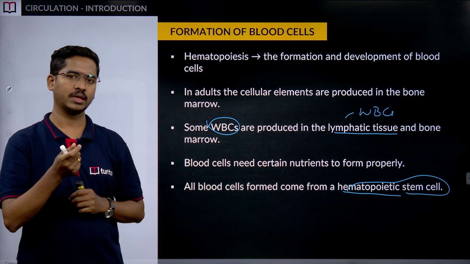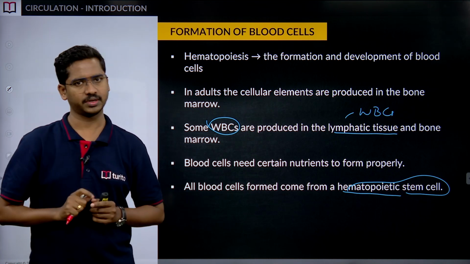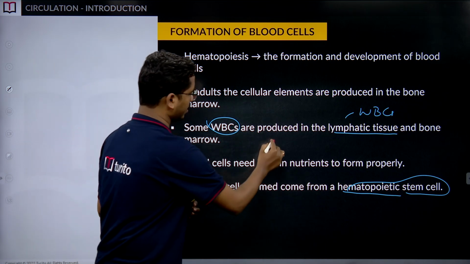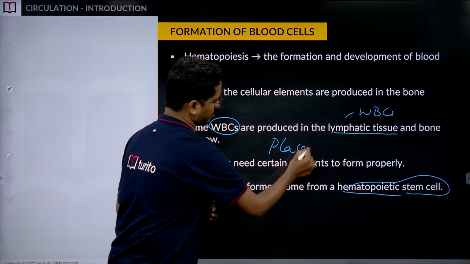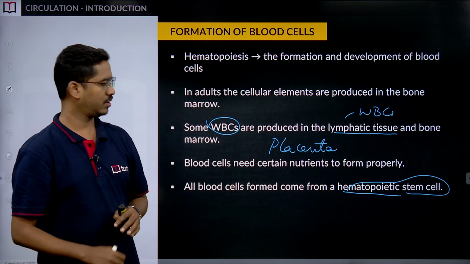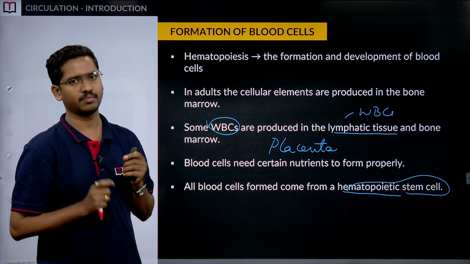Now, there is a link between the mother and the baby with a tube-like structure, which we call the placenta. Okay. Now, when you see that placenta, you are to understand that it is in the placenta that you will get to see some of the stem cells.